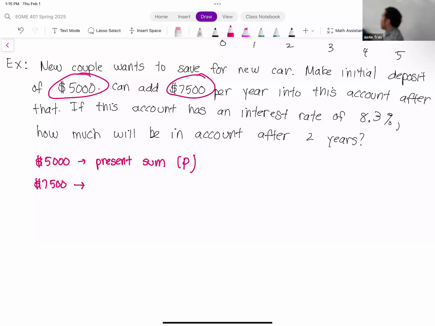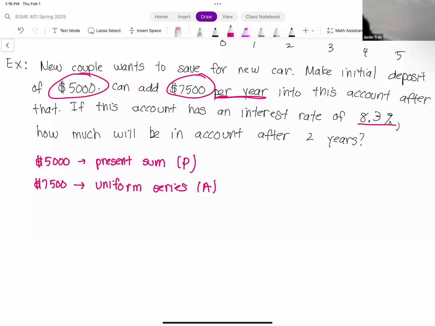And then what the problem tells us is that this couple can deposit $7,500 each year into the account after this. So of course, the operative keyword here is per year. And so this is a recurring type of payment or recurring deposit. So this is a uniform series, because it's a recurring payment. Our uniform series is A.